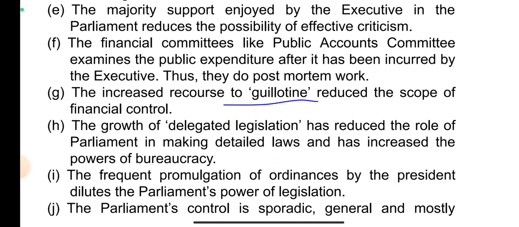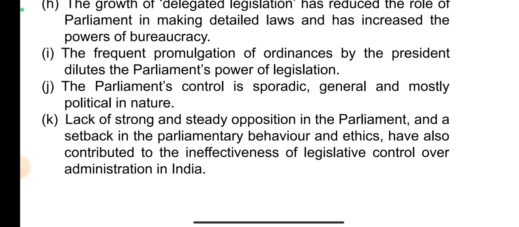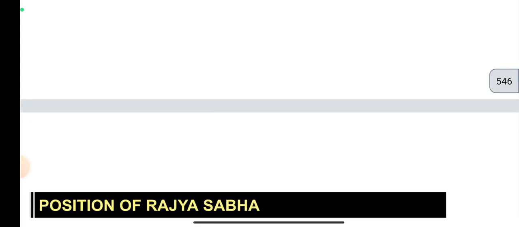The financial committees like the Public Accounts Committee examine the public expenditure after it has been incurred by the executive, thus they do post-mortem work. The increased recourse to guillotine reduces the scope of financial control. The growth of delegated legislation has reduced the role of Parliament in making detailed laws and has increased the powers of bureaucracy. The frequent promulgation of ordinances by the President dilutes the Parliament's power of legislation. The Parliament's control is sporadic, general and mostly political in nature. Lack of strong and steady opposition in the Parliament and a setback in parliamentary behavior and ethics have also contributed to the ineffectiveness of legislative control over administration in India.